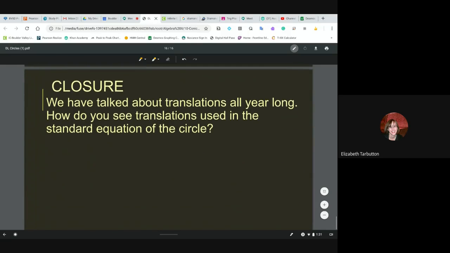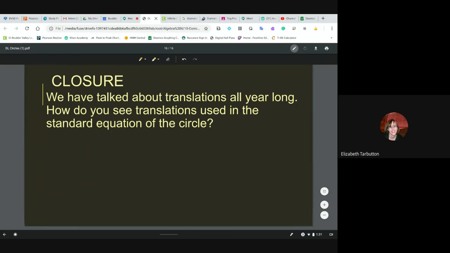And for your closure, I would like you to write in your notebook about how translations can be used with the standard equation of a circle. So remember, we talked a lot about equations where we would use something like this, where h is our horizontal or our left and right shift, and k is our vertical shift. How do you see that represented in the circle equation?